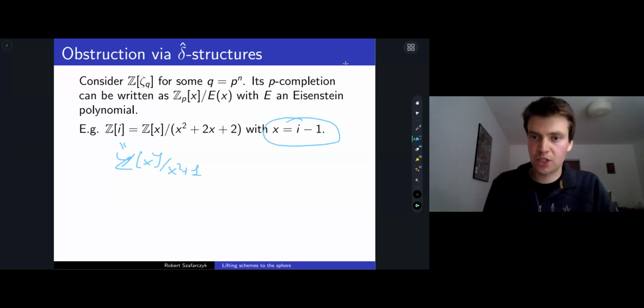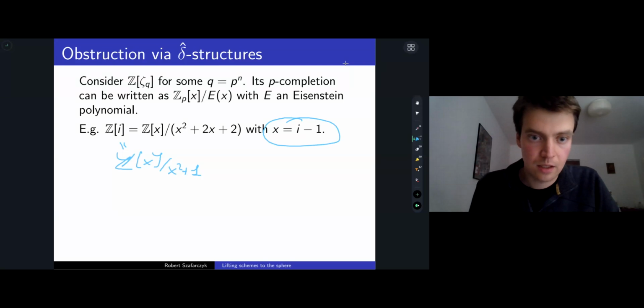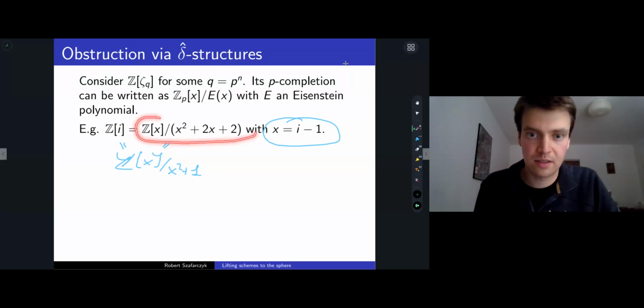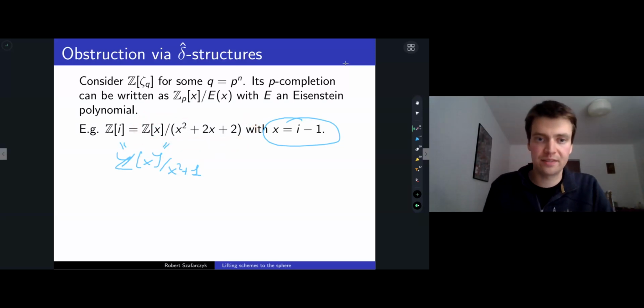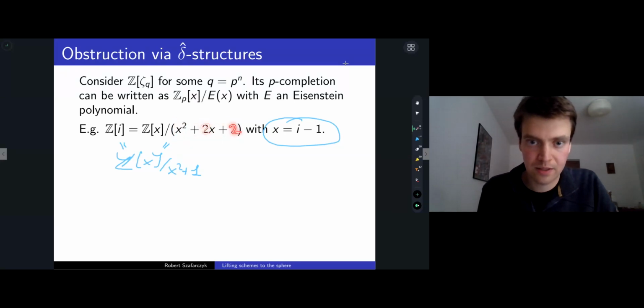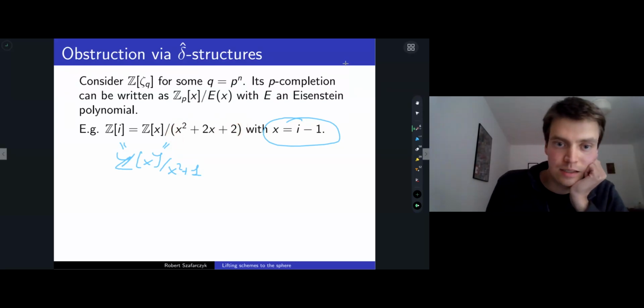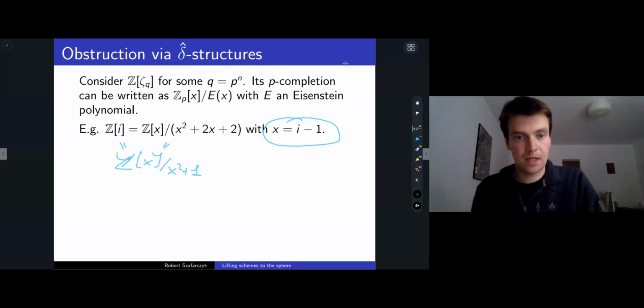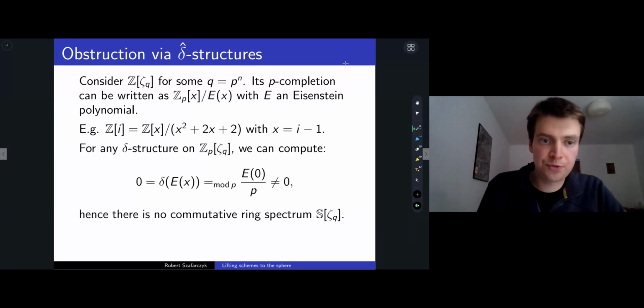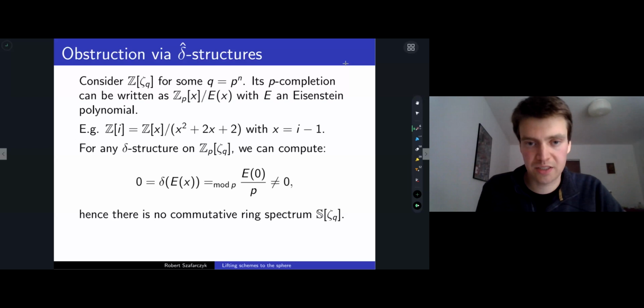But after some change of coordinates, this is the same thing as Z[X] over X squared plus 2X plus 2, and this polynomial is Eisenstein. So 2 divides all coefficients apart from the first one, and 2 squared doesn't divide the last one. And if we know that, then we can prove that there's no delta hat structure on the P completion.